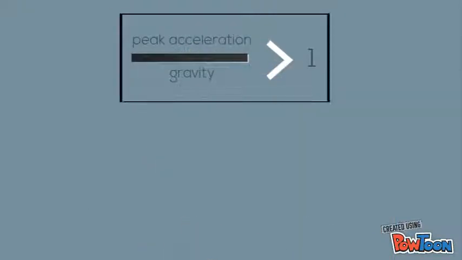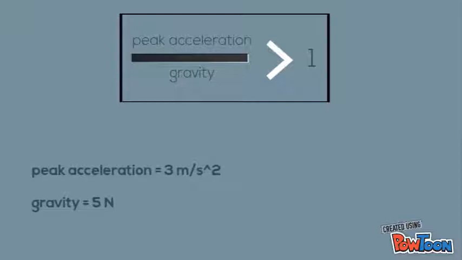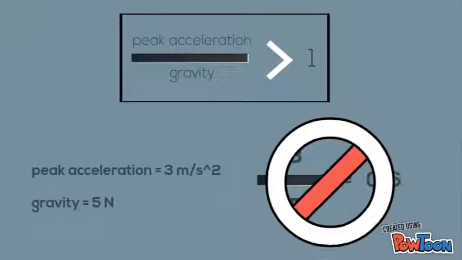For example, if we keep in mind that peak acceleration divided by gravity must be larger than 1 for the largest particles to move upward, and the peak acceleration is equal to 3 meters per second squared and gravity is equal to 5 newtons, 3 divided by 5 is less than 1. Thus the BNE will not apply in this example.